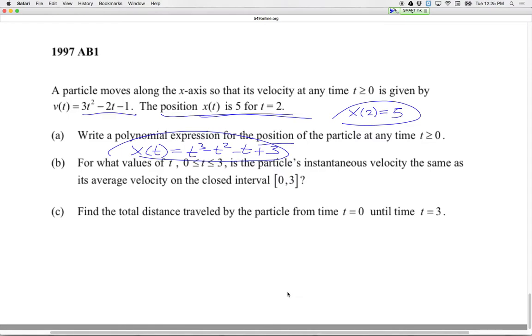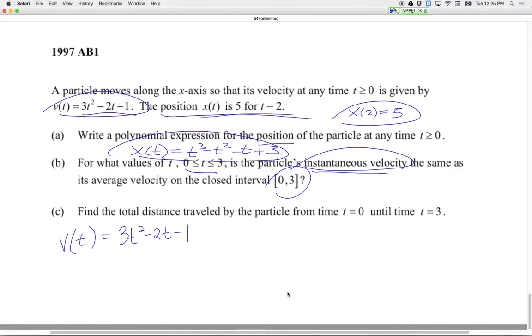What is the instantaneous velocity, first of all? Do we know the instantaneous velocity? Yeah, you got the formula right here. That's instantaneous velocity. The velocity at any time. Not an average time, but at any time. That's what defines it. V of t is instantaneous velocity. So 3t squared minus 2t minus 1, we have that. So I want to know from 0 to 3, when is the particle's instantaneous velocity the same as the average velocity on the closed interval from 0 to 3?